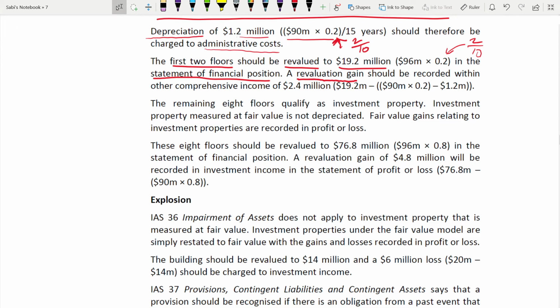Where was I? Okay, yeah, I'm sorry. Yes, revaluation gain. So revaluation gain goes in OCI. And how much is the revaluation gain? 2.4 million. How?